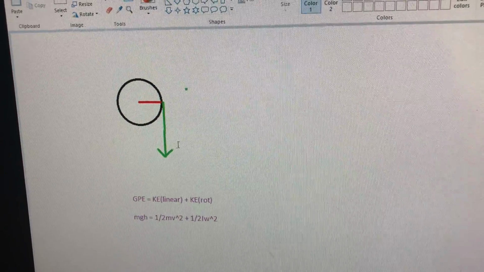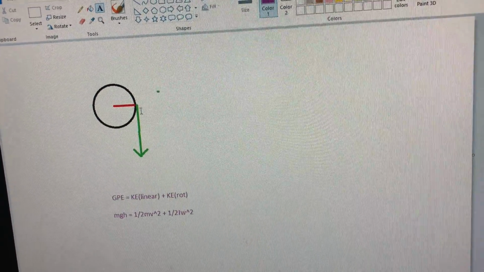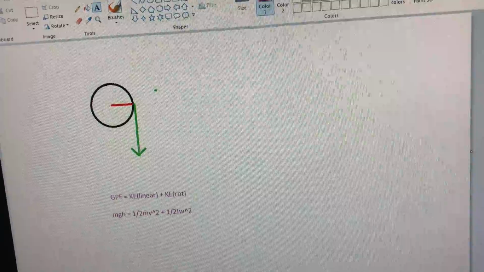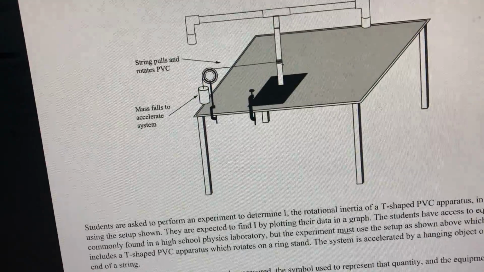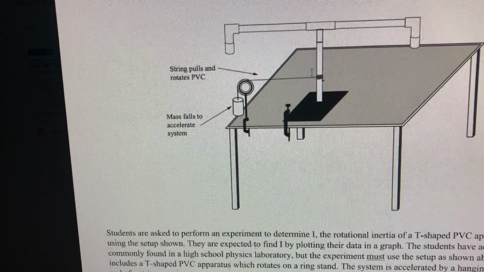The force is a little more interesting. Now, we need to consider the fact that, okay, we're pulling, I'm going to go back to this. So we're pulling on that, the string is pulling to cause this to rotate.